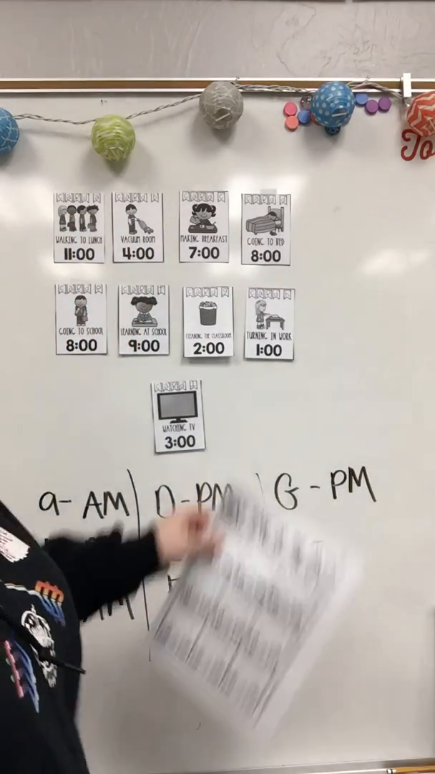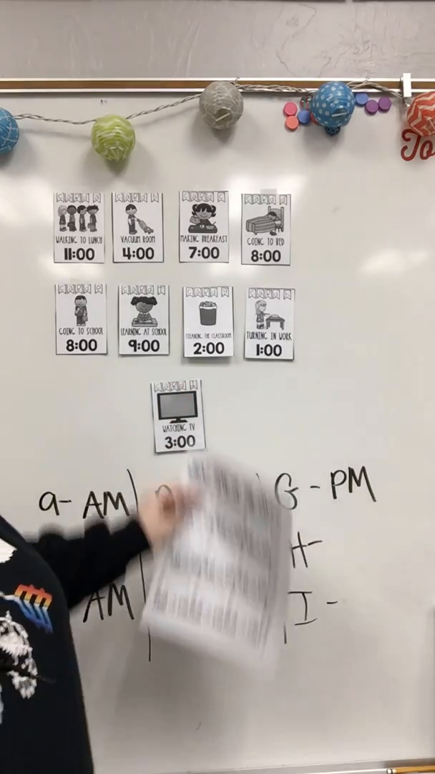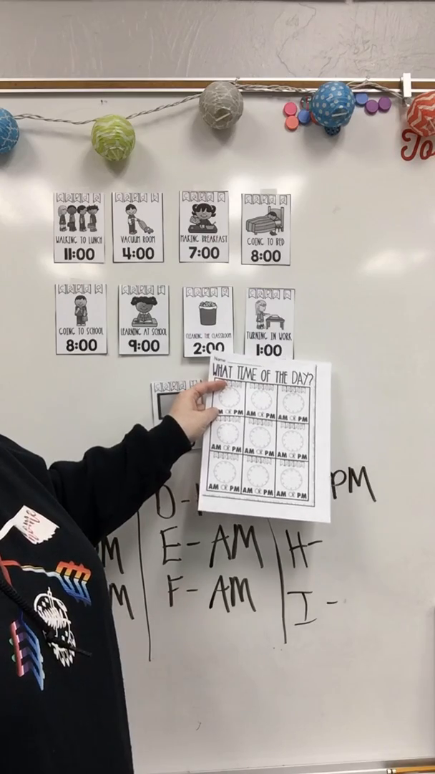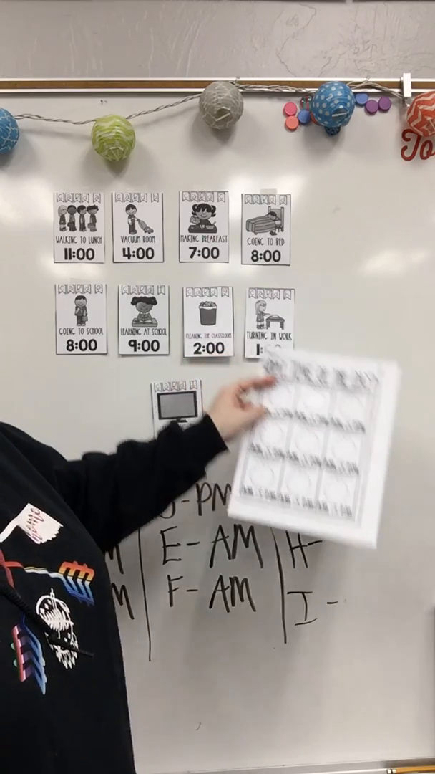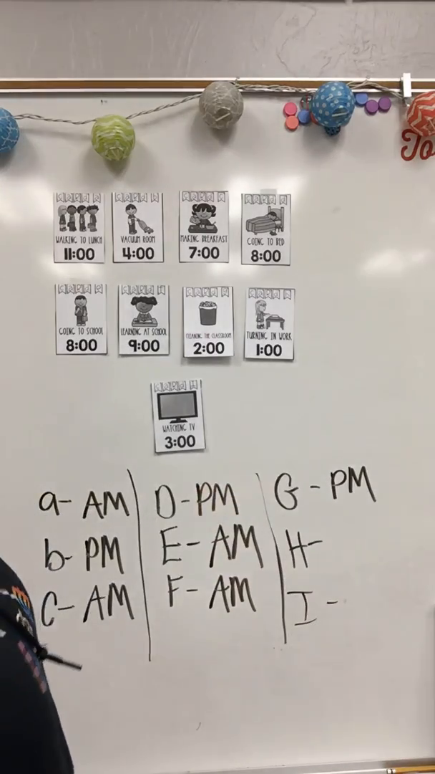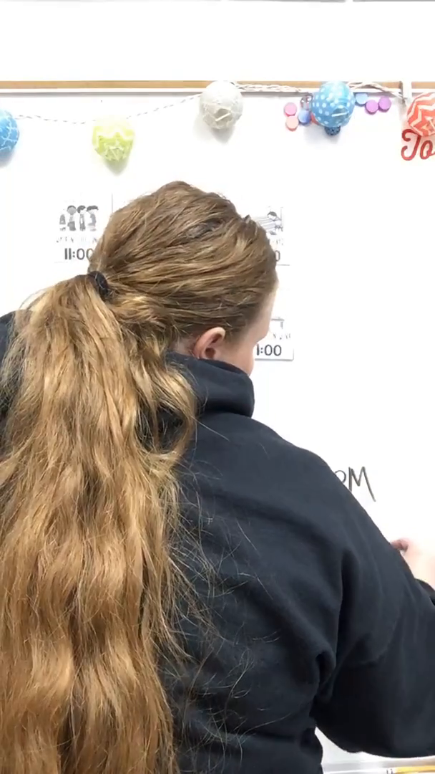H, card H. Turning in work at school at 1 o'clock. Well, it's 1 o'clock, so 12 was first, or noon. And then it switches over to p.m. So it'll be 1 o'clock p.m. 1 o'clock a.m., you are in bed asleep.